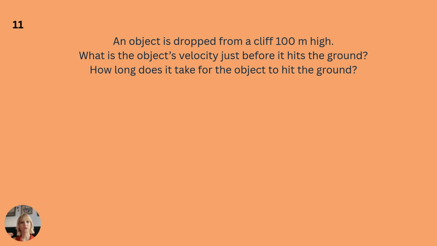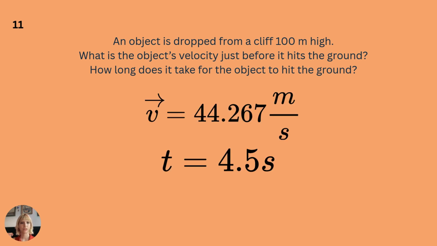So the first one I have for this is an object is dropped from a cliff 100 meters high. What is the object's velocity just before it hits the ground, and how long does it take for the object to hit the ground? Our velocity is going to be 44.267 meters per second, and our time is 4.5 seconds.